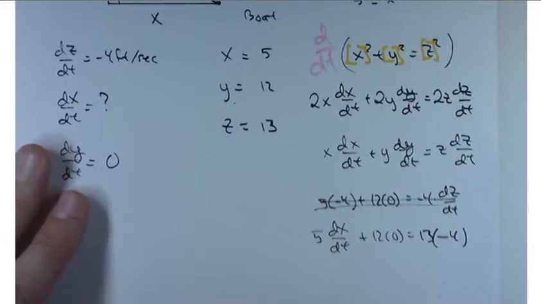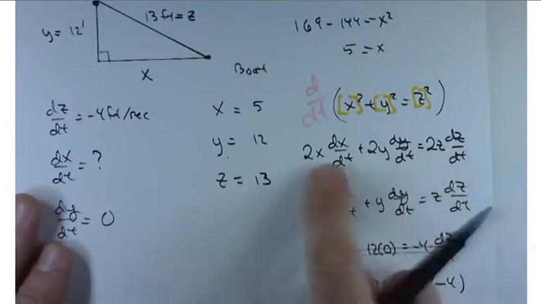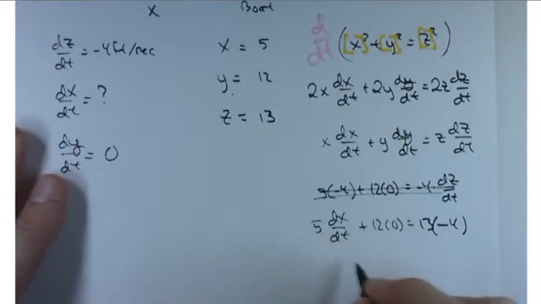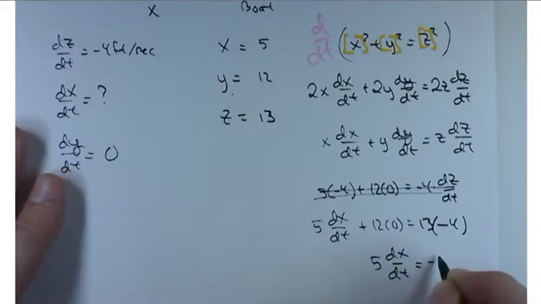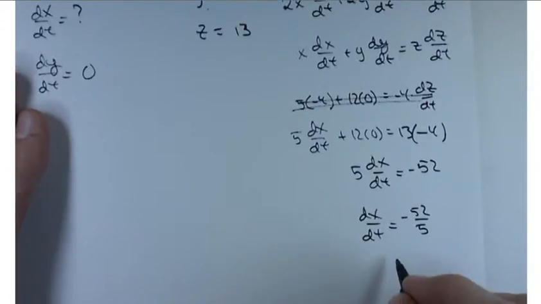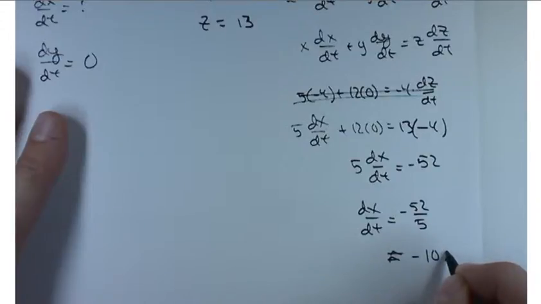Why isn't it 5 times 2 times dx by dt? I divided out the 2. Oh, right. Okay, yeah, I see that. So that's 5 dx by dt equals negative 52. Dx by dt equals negative 52 over 5, or exactly negative 10.4.